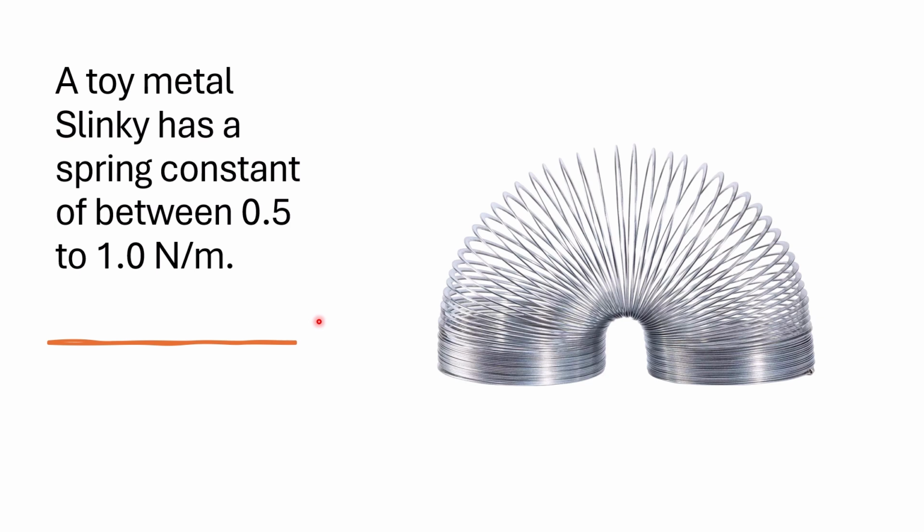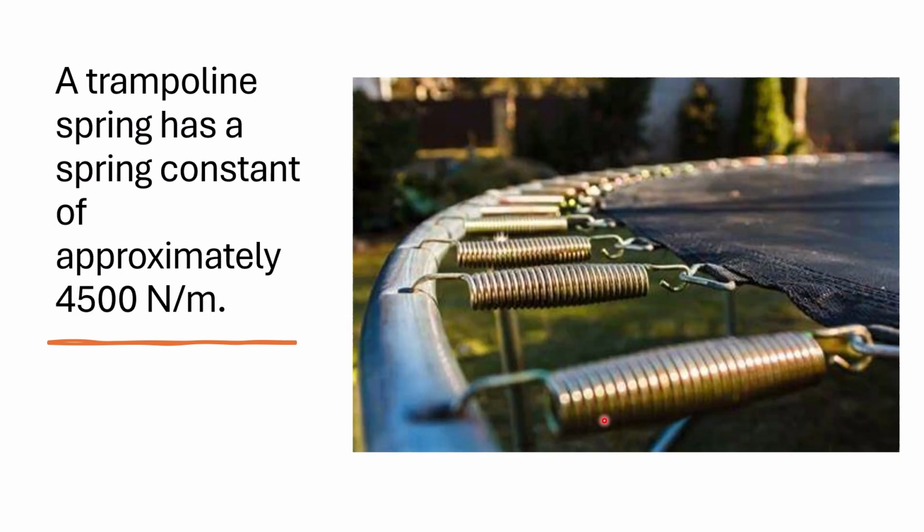So here's an example. This is a slinky toy that a lot of kids have, or I used to have one a long time ago. And so the spring constant here is 0.5 to 1 newton per meter. Now if we look at a more stiff spring, like on a trampoline, where people can bounce up and down, here the spring constant is approximately 4,500 newtons per meter. It depends on the trampoline and how it's made, but that's the range we're getting. It's much larger than that of a slinky.